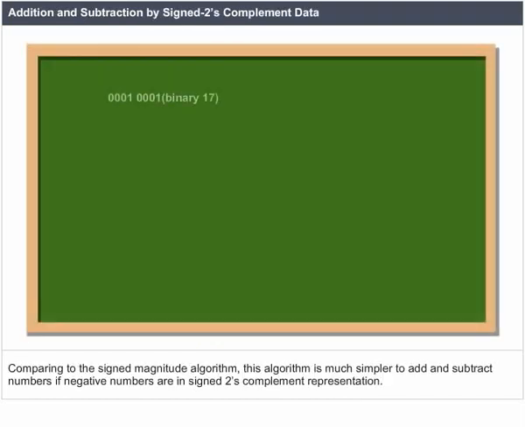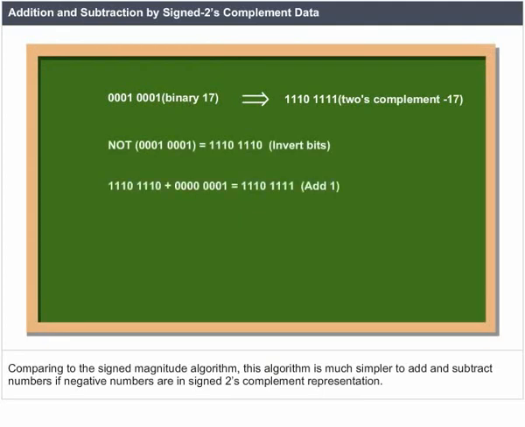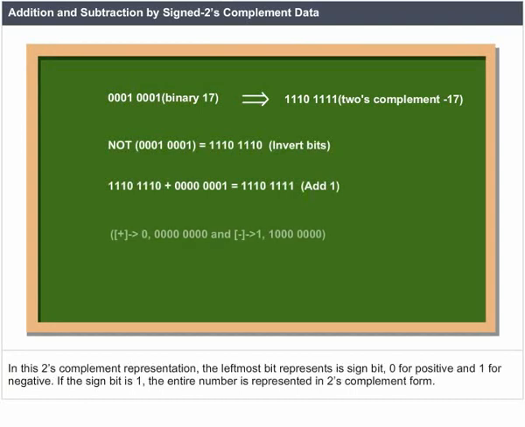Addition and subtraction with signed 2's complement data. Compared to the signed magnitude algorithm, this algorithm is much simpler for adding and subtracting numbers if negative numbers are in signed 2's complement representation. In this representation, the leftmost bit represents the sign bit, 0 for positive and 1 for negative.